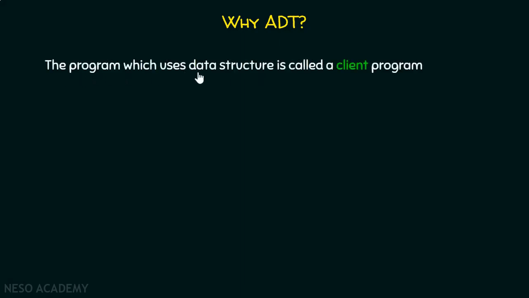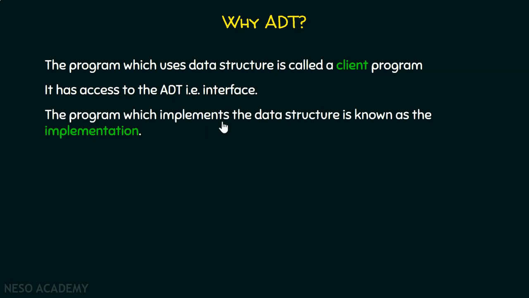Before moving further, we should understand some terminology. The program which uses a data structure is called a client program. You should note this very clearly. It has access to the ADT, that is the interface, nothing else, just abstract. And the program which implements the data structure is called the implementation. So we have two programs. One is the client program, the other one is the implementation. The implementation is the one which implements the data structure, and the client program is the one which just uses the interface, that is the outside details, nothing inside.